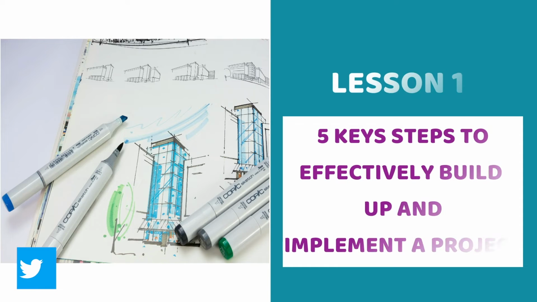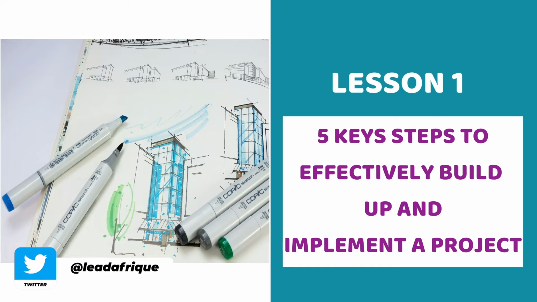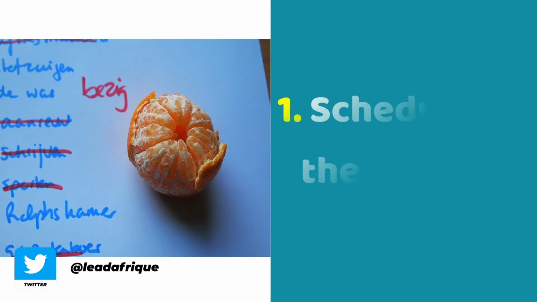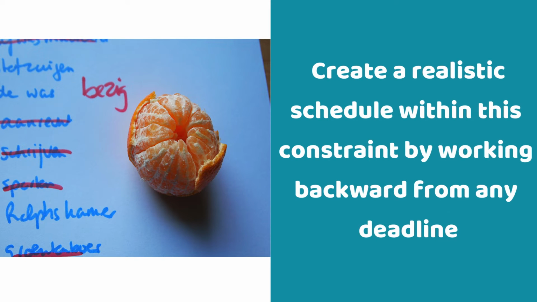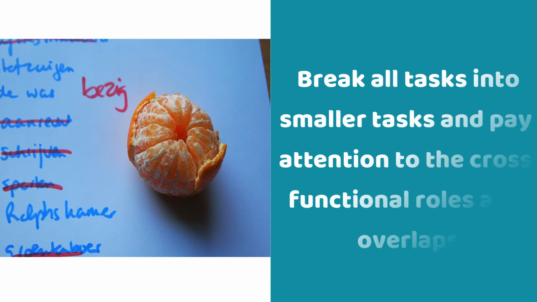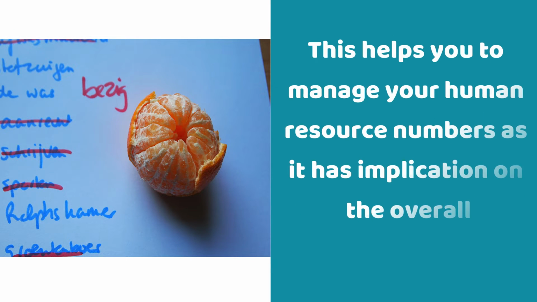Let's begin the lesson on the 5 key steps to effectively build up and implement a project, shall we? Step number 1 is to schedule the workload. Create a realistic schedule within this constraint by working backwards from any deadline. Break all tasks into smaller tasks and pay attention to the cross-functional roles and overlaps. This helps you to manage your human resource numbers as it has implications on the overall schedule.